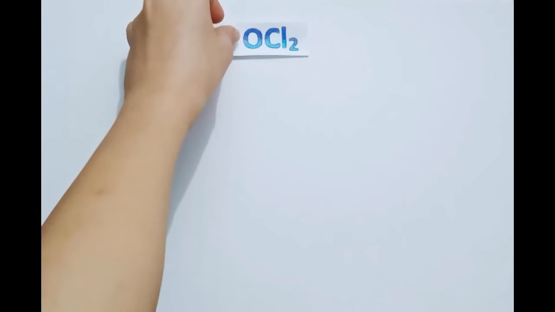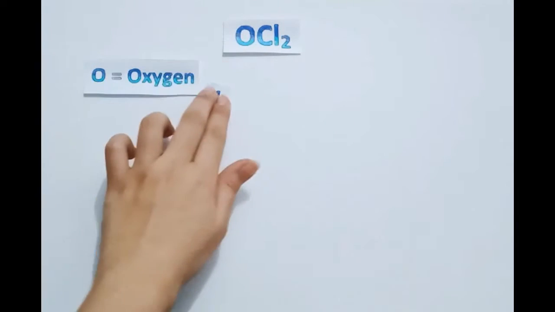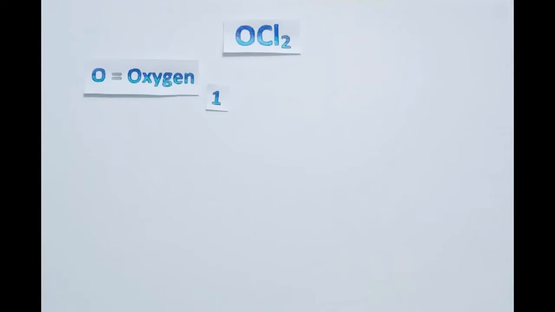OCl2. Find the chemical name for each element. The chemical name of the symbol O is oxygen. Since there is no subscript written beside it, it is automatically equal to 1. Next, the chemical name for Cl is chlorine.